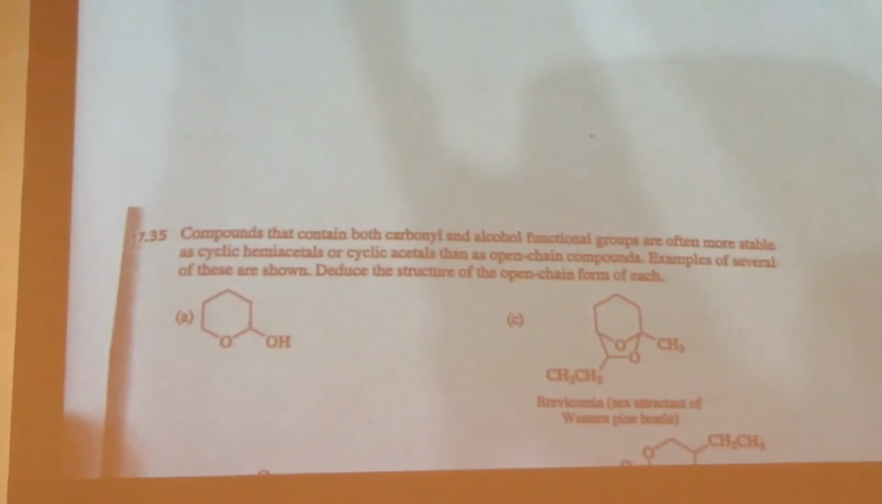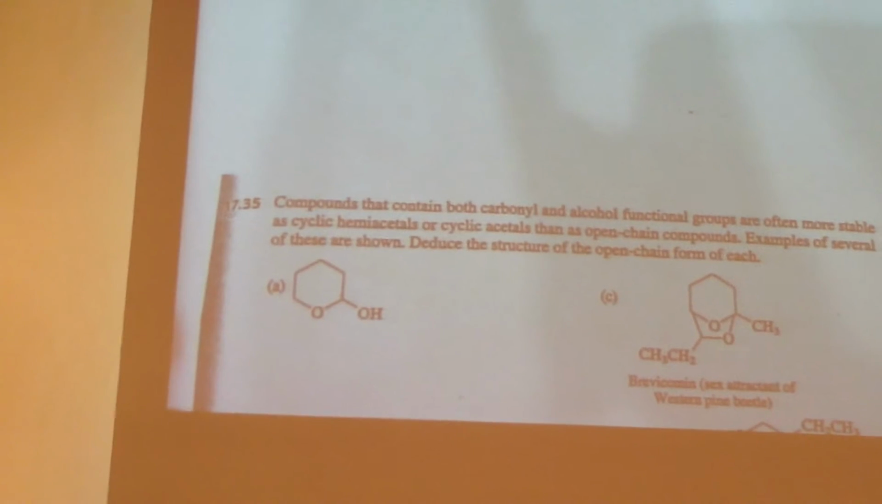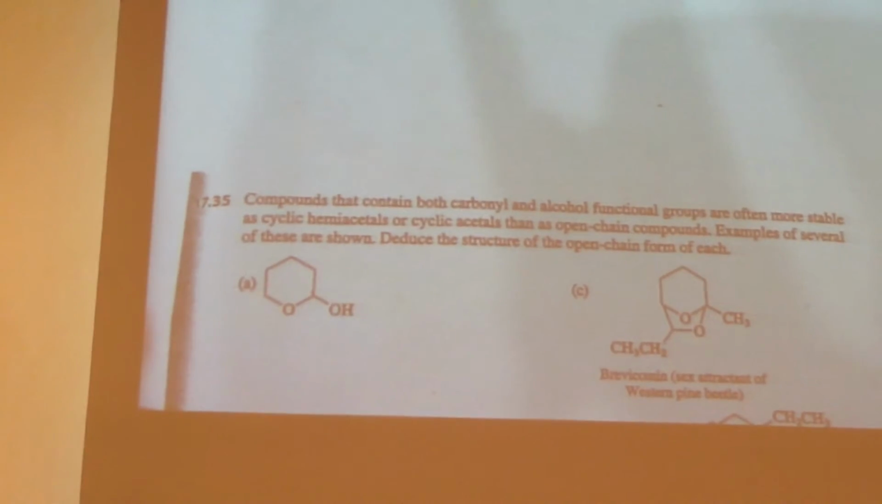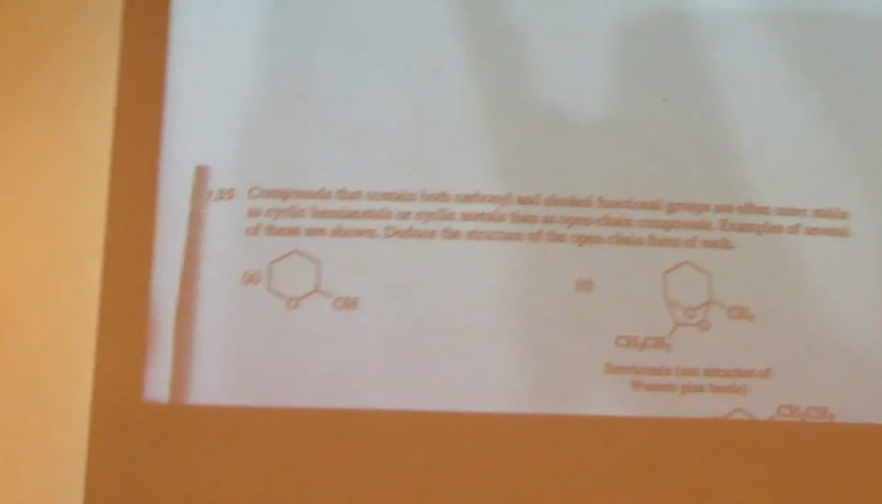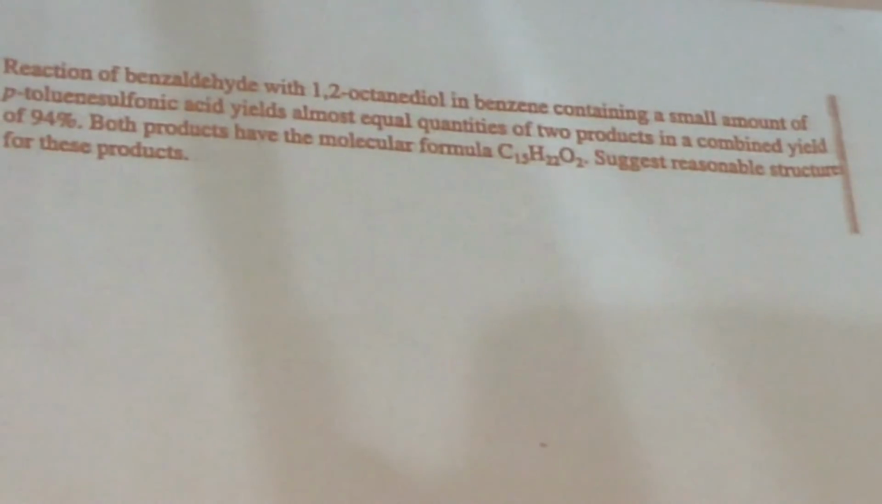and I picked a couple of problems from chapter 17. Go over that. Okay, this is 1734, which is asking you, these are all kind of related, that they are forming, if you have gone through the formation of the hemiacetal and acetal from a carbonyl group, it should become clear. That's really what these are all about.